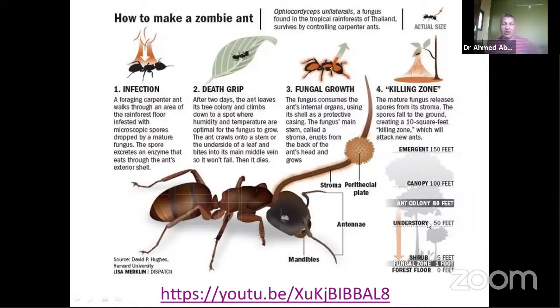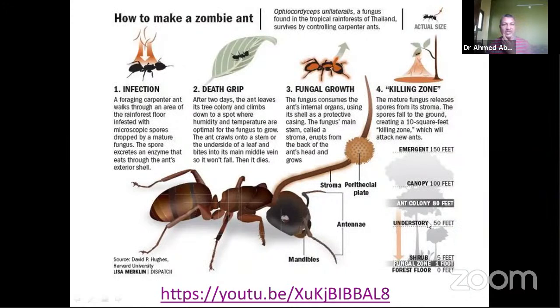The cordyceps species will have the spores from its previous life cycle, and these ants will get the spore through inhaling, and it has another mode also, as it is shown. We have the 4 stages of the complete life cycle of the predator on the ant. We are seeing the magnified image of the ant, that is the carpenter ant, foraging, which is able to feed, and the spores are dropped by a mature fungus on the ant shell, and the spore excretes an enzyme.